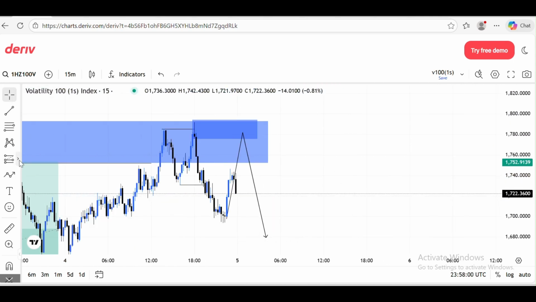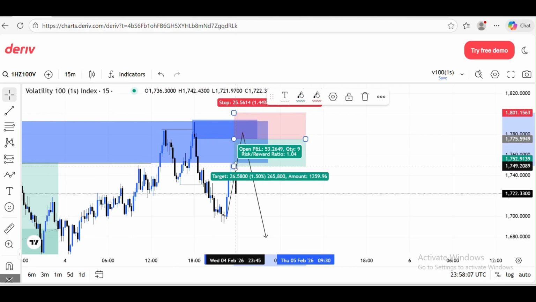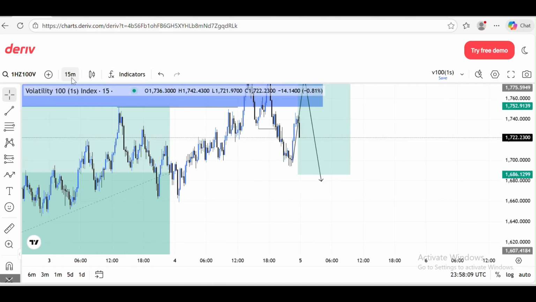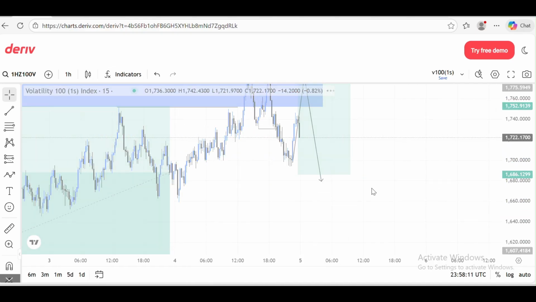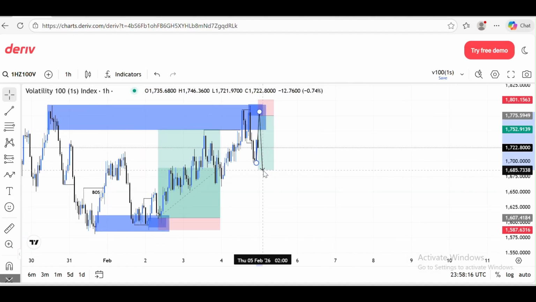So we will put our sell limits here, stop loss above, of course. This is what we're looking for. So here will be our exit point. Let's go to our 1 hour time frame. This will be our first exit point, TP1.